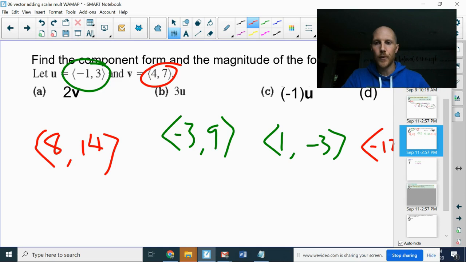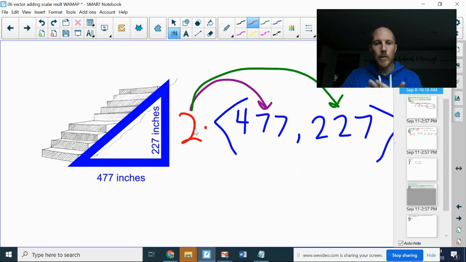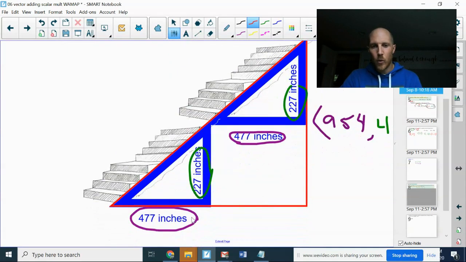Let's think about this in a different way. If I was to go back up here, multiplying by 2 on the staircase was a nice way of explaining vectors being multiplied by scalars. I could just say, look, I had 2 staircases. I need to multiply everything by 2. What if these were not identical staircases? What if I had one staircase and then I added a second staircase to it, but it was a different sized staircase, right?